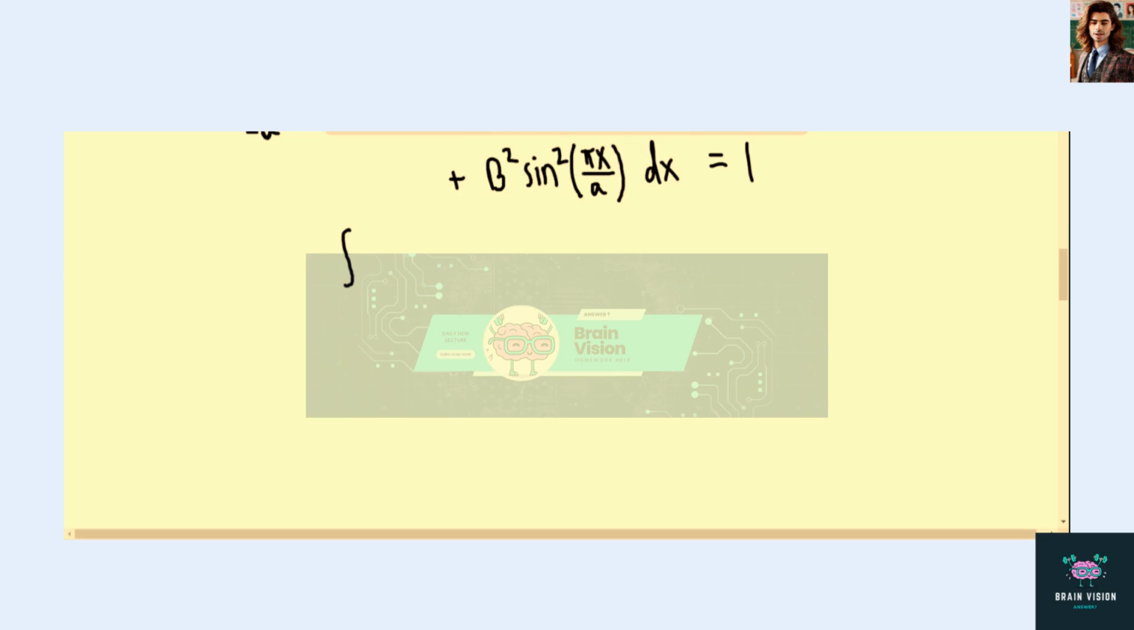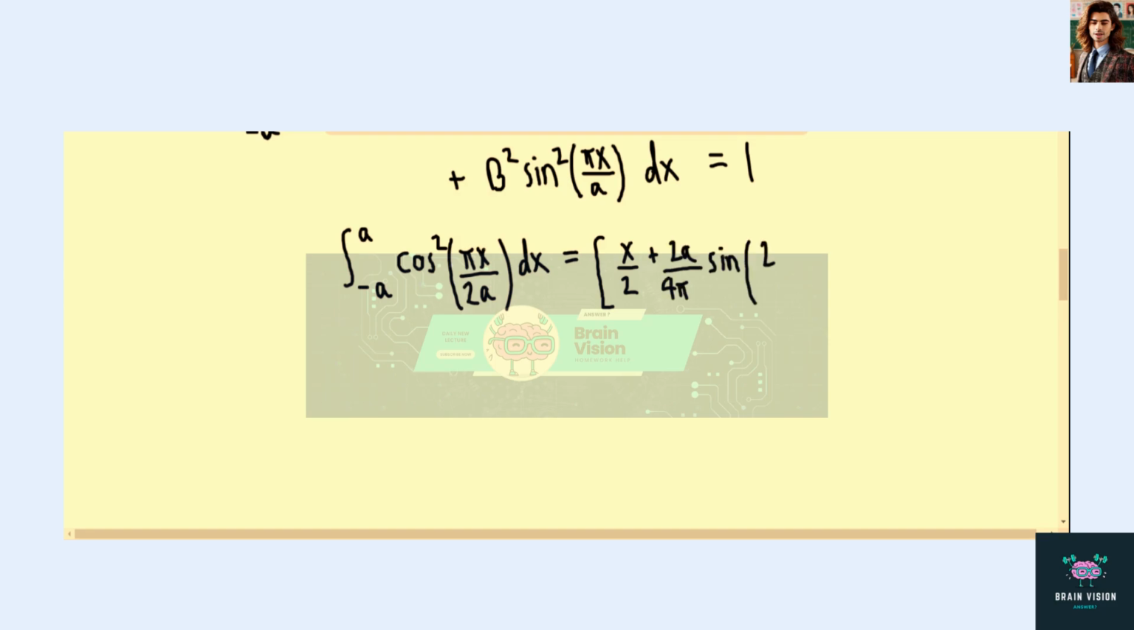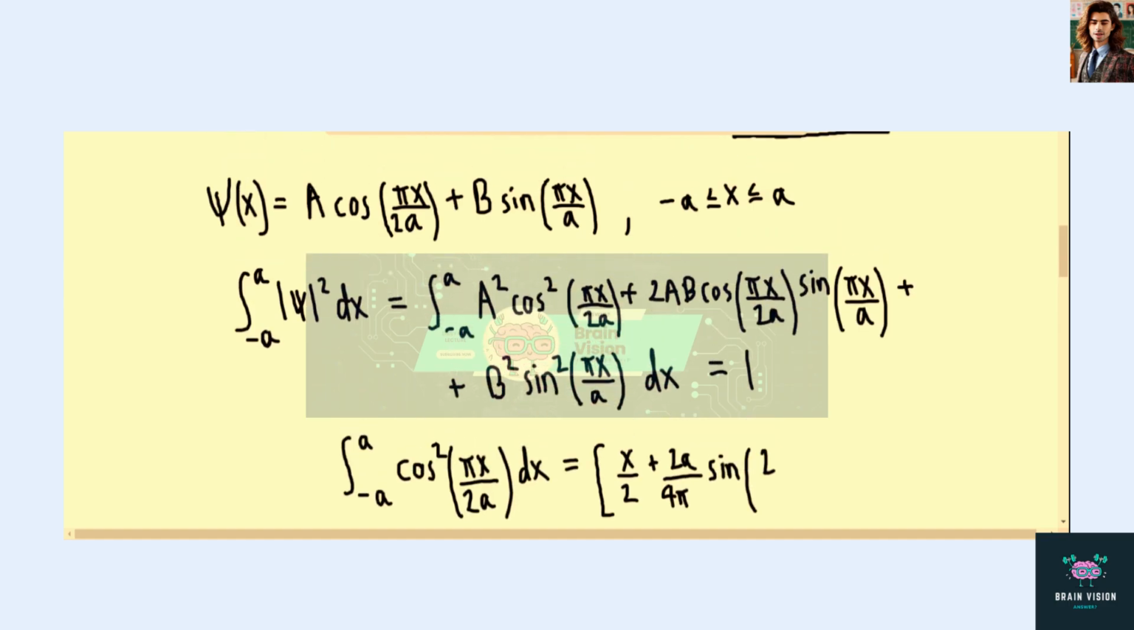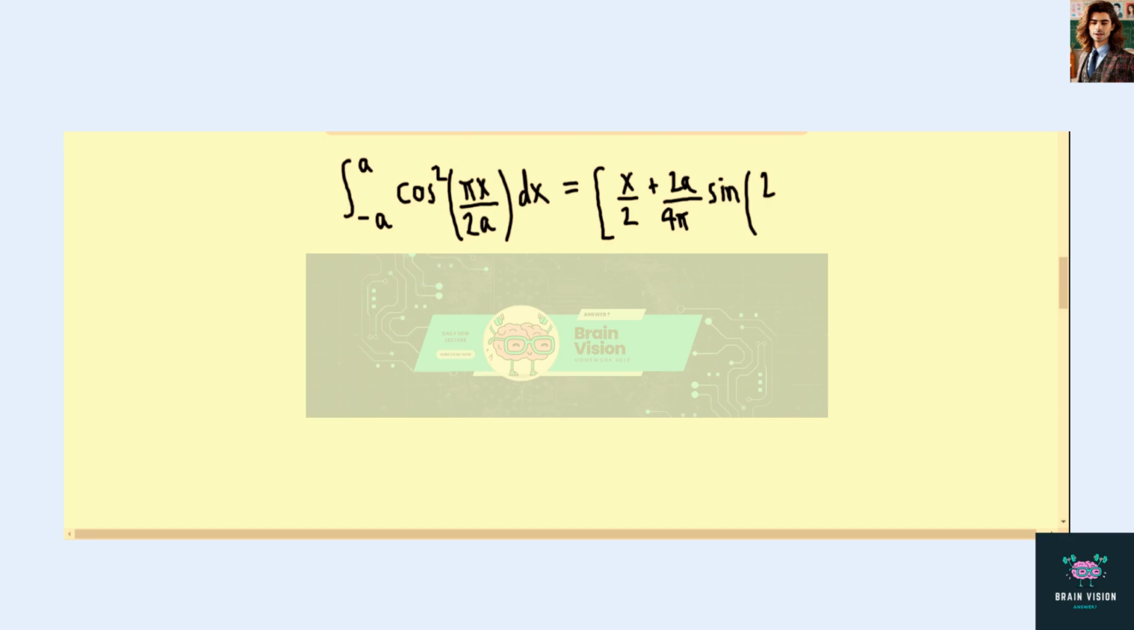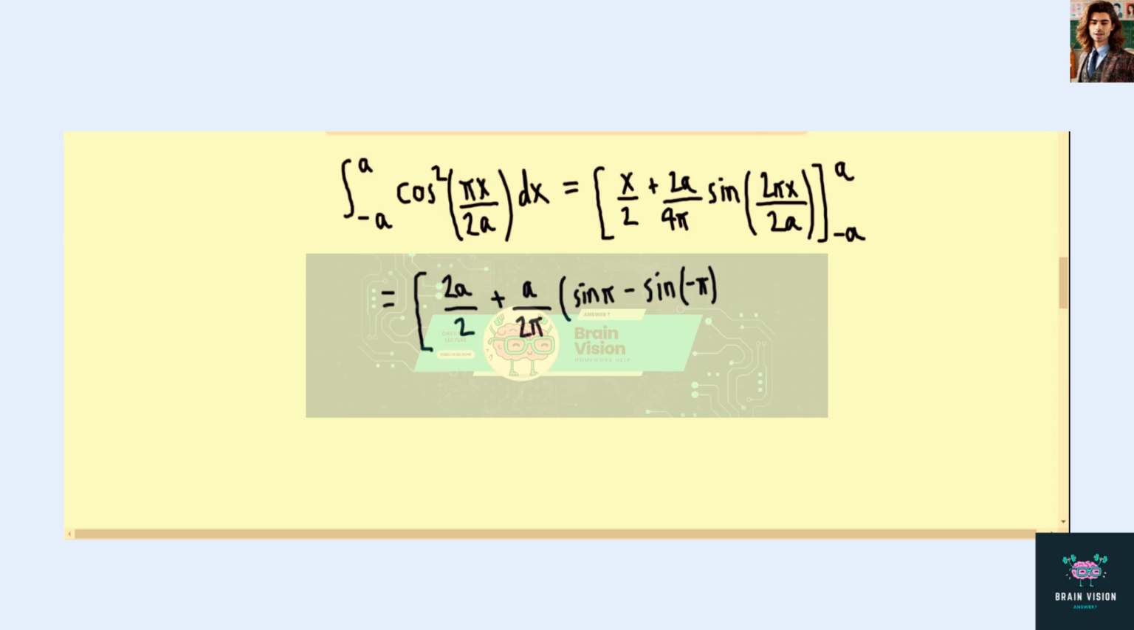And as we go forward, we'll go ahead and we'll evaluate each of the three integrals that we have one by one, like we did earlier for the other wave function. So for the first integral, we have cosine squared of pi x over 2a. This gives us, in evaluating at minus a and a, we evaluate the signs, those go away, and we simply get a for this first integral.